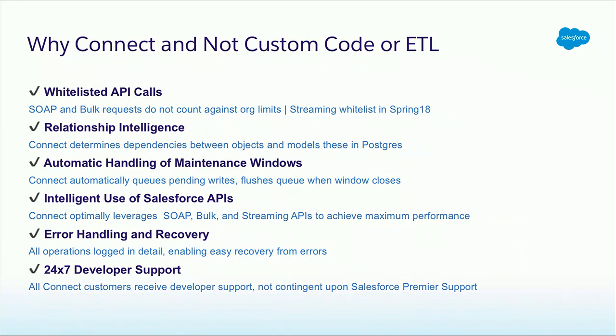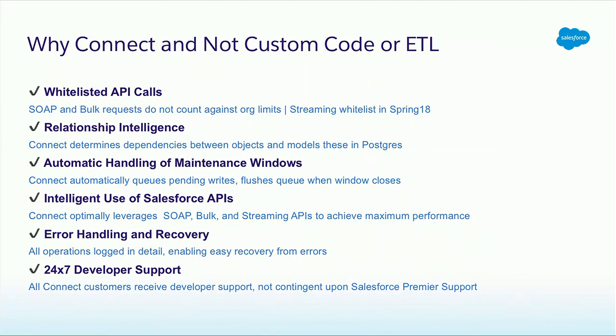We've built it using completely publicly available APIs, right? We don't use private interfaces. Everything we use is well documented, and you could use it yourself. So why wouldn't you build this, or why wouldn't you go and model this in a really powerful ETL tool? Few reasons. API calls are whitelisted. So Connect works by using the bulk API, the SOAP API, the streaming API. All those interactions with Salesforce will not count against your API limits. When you're working with large data sets and large data volumes, it really adds up.